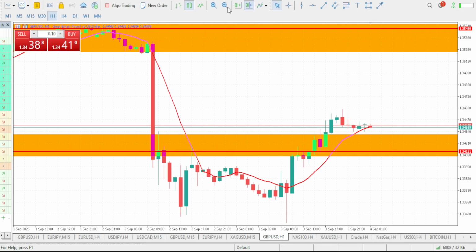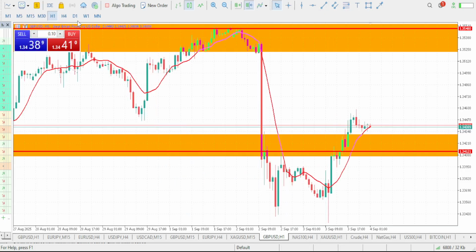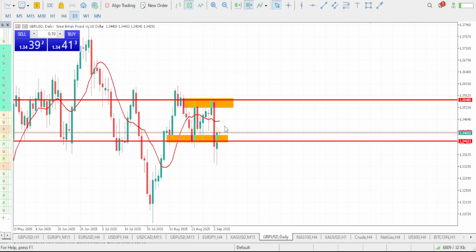So our forecast for the next day is a bullish move. So we should be expecting market to actually give us a bullish move for the day.